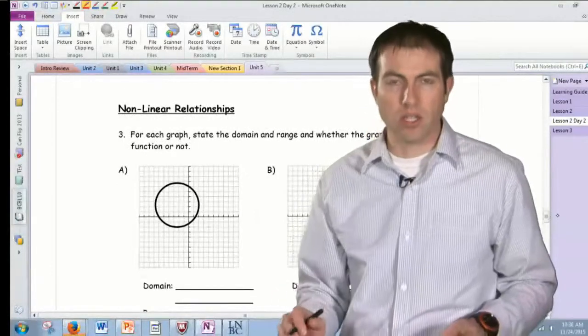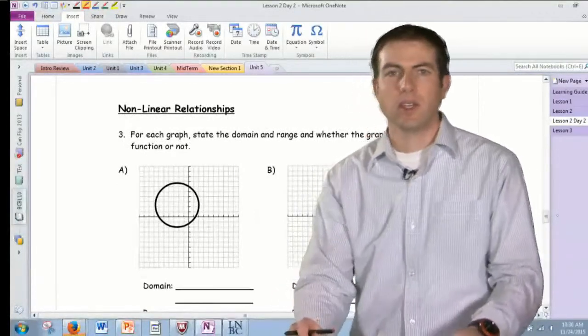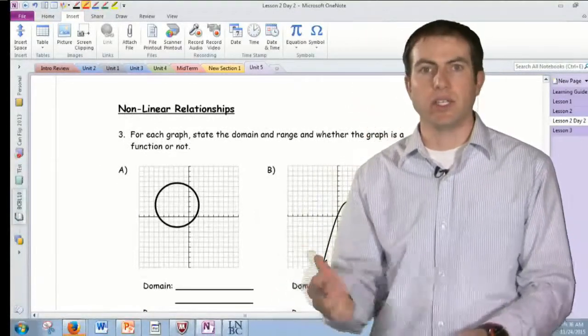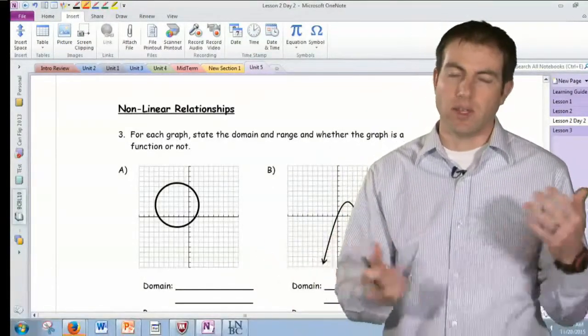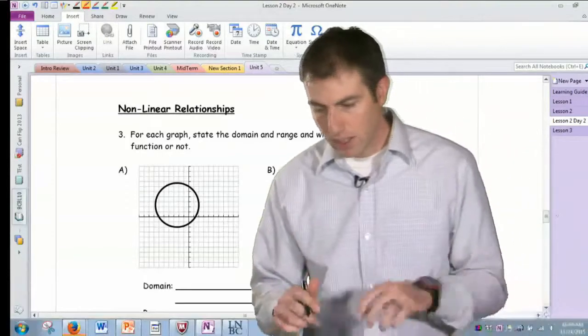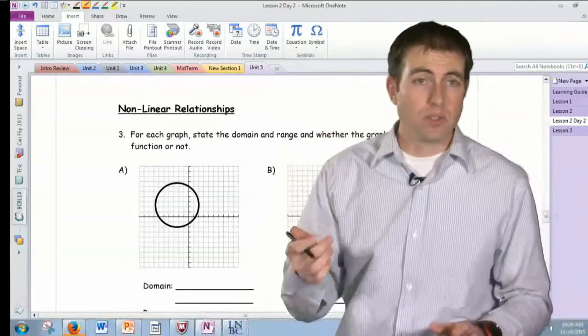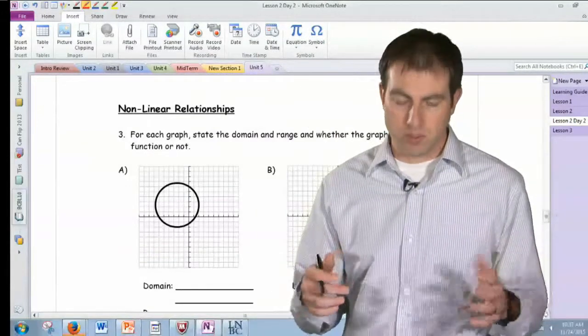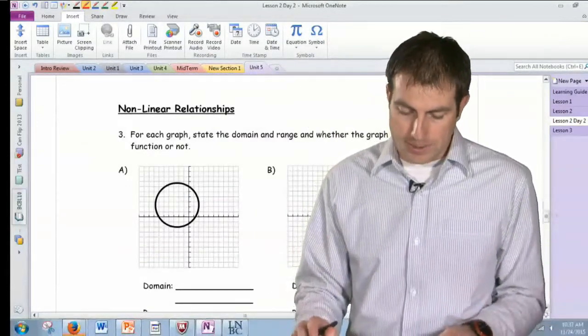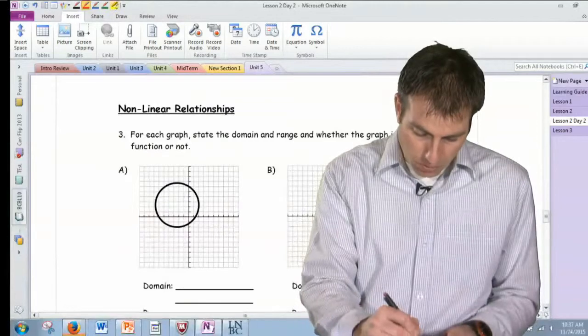Next, we talk about nonlinear relationships. And I know this is kind of weird to see this nonlinear. We haven't even talked about it yet, and it's actually in lesson 3, just how the course set it up. But we're going to go through it anyway. So we have a circle, and we need to figure out the x points that the circle uses and the y points that the circle uses. And it's pretty similar to what we've been doing.